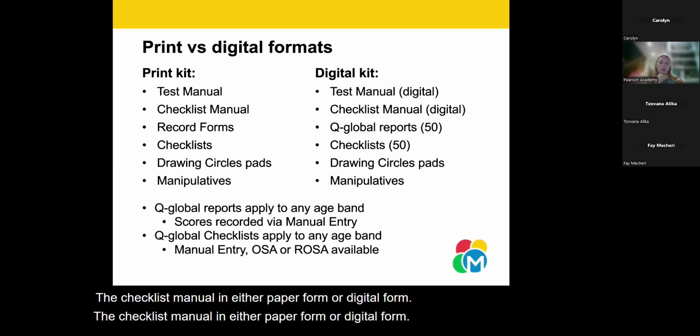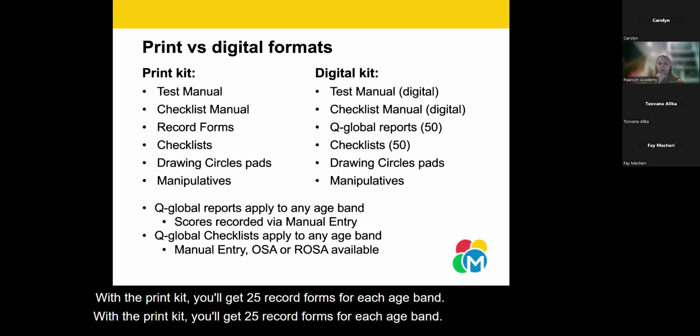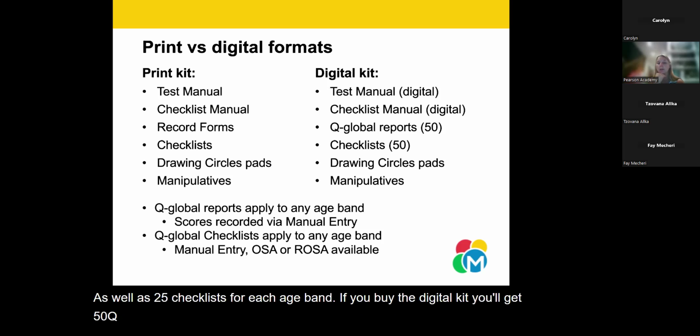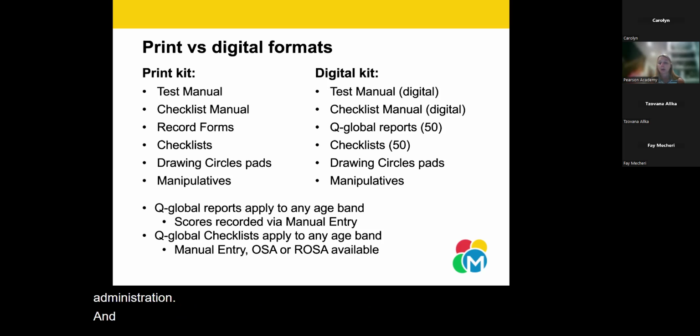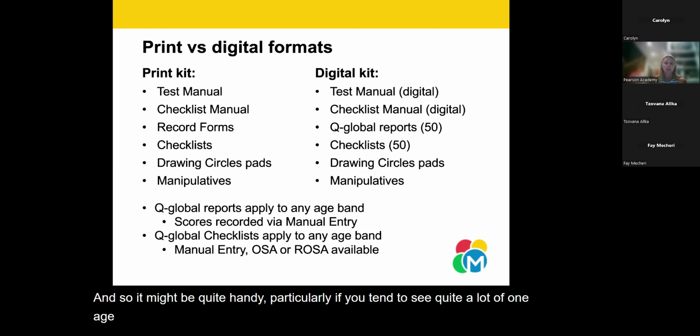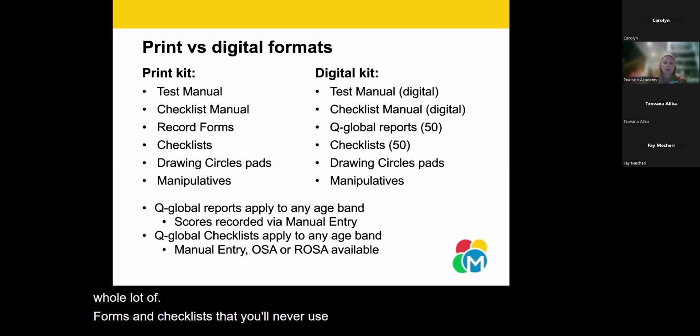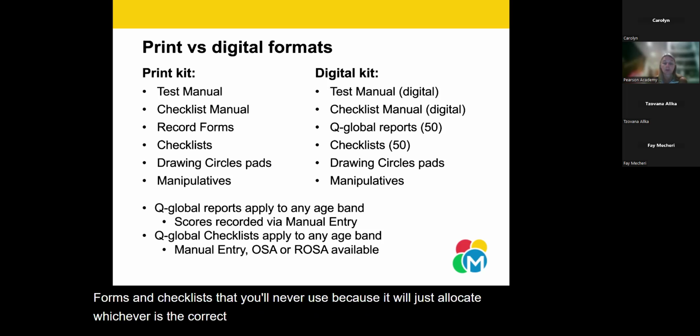With the print kit, you'll get 25 record forms for each age band, as well as 25 checklists for each age band. If you buy the digital kit, you'll get 50 Q Global reports or 50 checklists, bearing in mind that Q Global will allocate the age band according to the date of birth and the date of the administration. And so it might be quite handy, particularly if you tend to see quite a lot of one age band and very few of another. It means that you don't end up with a whole lot of forms and checklists that you'll never use, because it will just allocate whichever is the correct one out of that same 50.